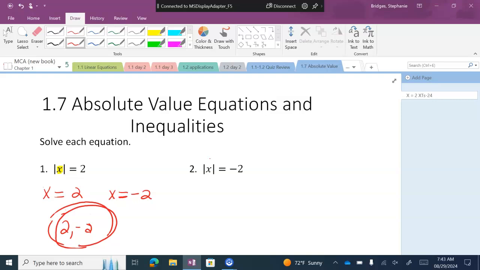Okay, so again, first, make sure the absolute value is all by itself, which in this case it was. Second, set up your 2 equations, one the positive, one the negative. And then third, you solve for what's left.